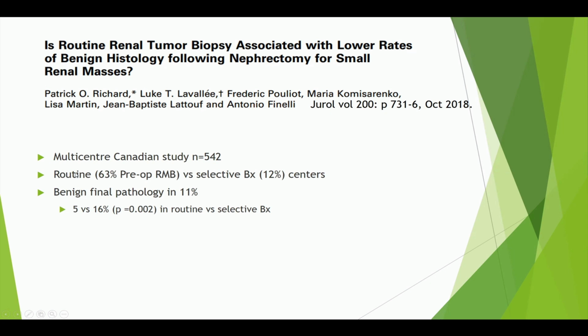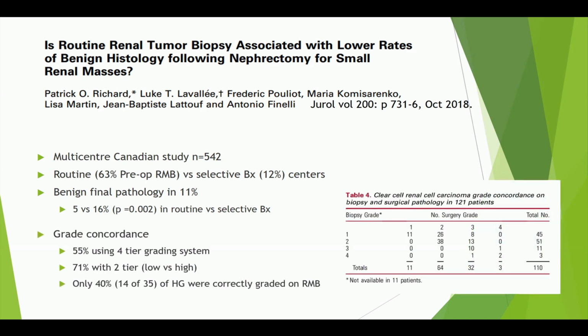So in centers with routine renal mass biopsy, where about 63% of patients had a preoperative renal mass biopsy versus 12% in the centers with selective biopsy practice pattern, the rate of benign final pathology was statistically significantly lower at 5% versus 16% in the selective renal mass centers. However, this study was interesting in that it highlighted another limitation of renal mass biopsy with respect to its accuracy in tumor grading. As expected, the grade concordance was better using a more simplified 2-tier system of low versus high grade, but still with only 71% concordance. More concerning, however, was that only 40% of the high-grade lesions were correctly graded on renal mass biopsy.